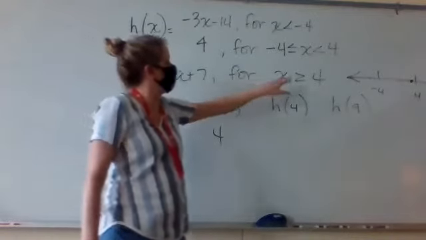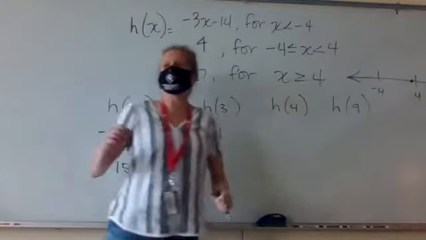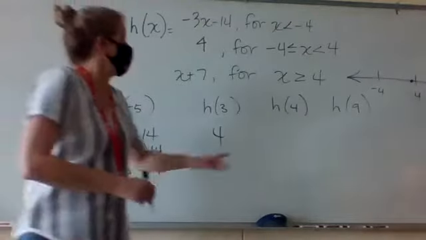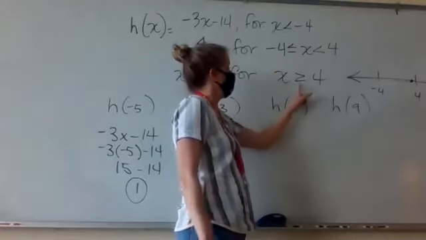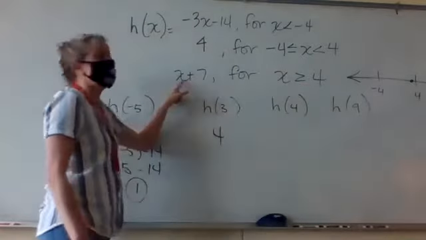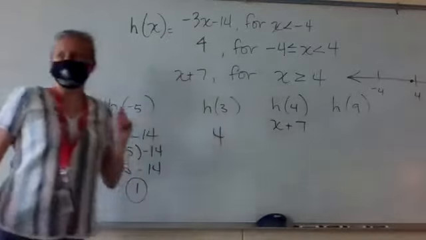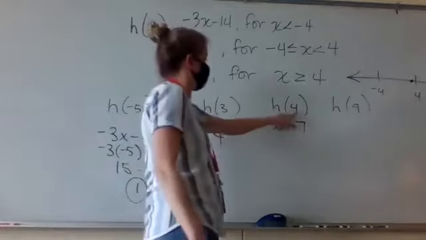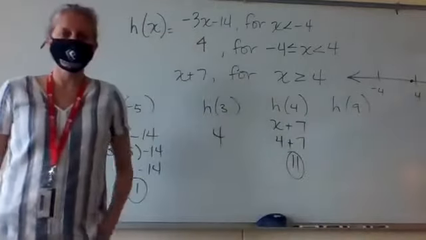Let's see, what piece does it fit in? I need to be careful because I see the 4 in 2 different places. So what am I looking for in that situation? An equal to bar. Which one has the equal to symbol between the x and the 4? Not that one. This one does. There's my equal to symbol, which means I use the x plus 7 piece. Since there's an x to plug into, I have to replace the x with this 4. So 4 plus 7 gives me 11.